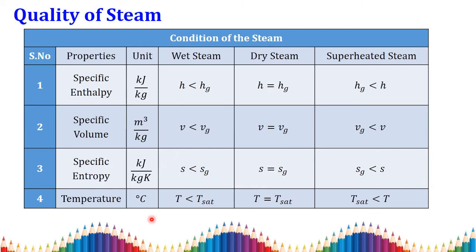Coming to temperature, we should say it is the saturation temperature. We all know what saturation temperature is: at this point the phase change occurs. If the given temperature is lesser than the saturation temperature, the steam is wet steam. If the given temperature is equal to the saturation temperature, then it is dry steam. If the saturation temperature is lesser than the given temperature, then the state of the steam is superheated steam.